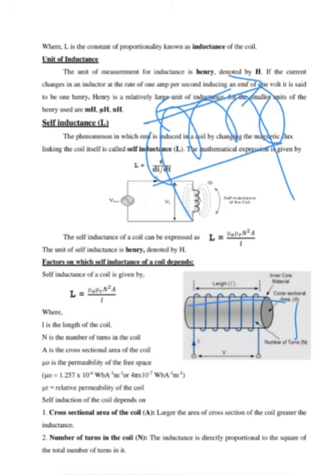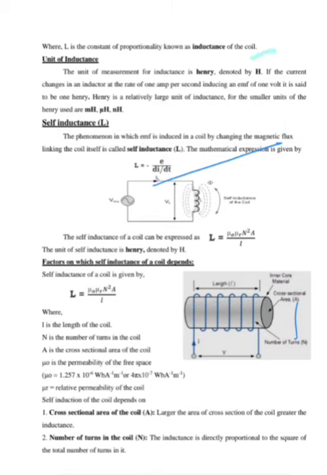Mu naught is the permeability of the free space. Permeability means the capacity of that free space to allow the magnetic lines of force to flow, or to allow the magnetic flux; that we call permeability. And mu r is the relative permeability of the coil. Depending on which coil material I have taken, its permeability will also vary. So on these factors the self inductance of a coil will vary.